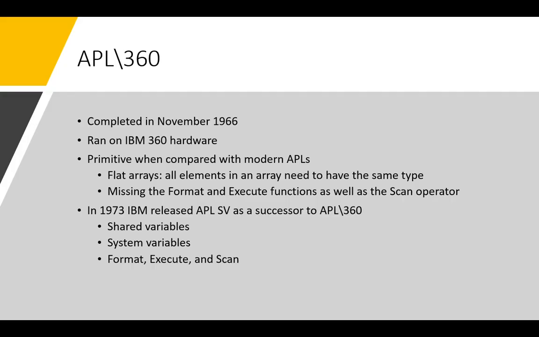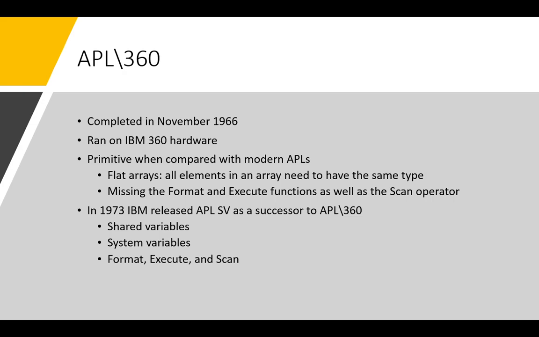APL 360 was completed in November of 1966. It ran on IBM 360 hardware. It's considered quite primitive when compared with modern APLs. For example, all of the arrays in APL 360 are flat, which means that all elements in an array need to have the same type, either all numeric or all character. It's also missing the format and execute functions as well as the scan operator.